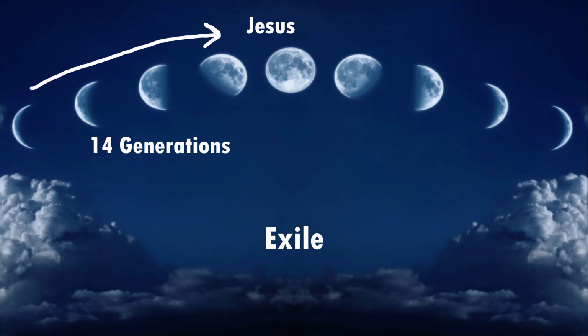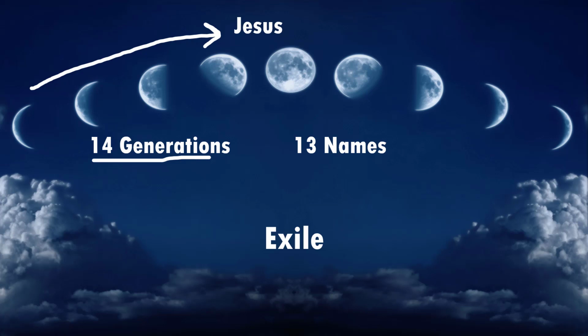Matthew says this: there's 14 generations from Abraham to David. There's 14 generations from David to the exile, and those two are correct. And then he says there's 14 generations from the exile to Jesus. But if you count the names, instead of 14 generations, you get 13. There's 13 names.